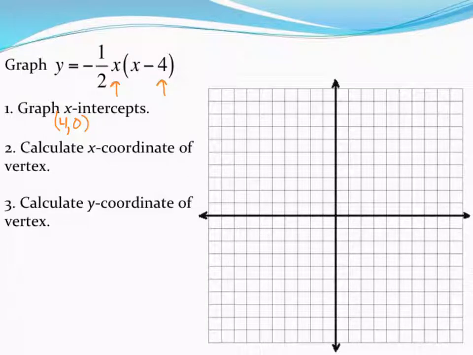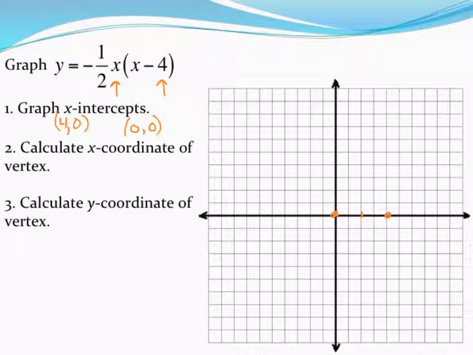Well, if there's ever an x by itself, 0 is just going to be a solution. So (0, 0) is going to be our other x-intercept when you have x by itself like that. So let's go ahead and get those 2 points plotted. That's where my parabola will cross the x-axis. My vertex will be halfway in between those, so I know it should be at 2 just by eyeballing it. I can see that's the halfway point.